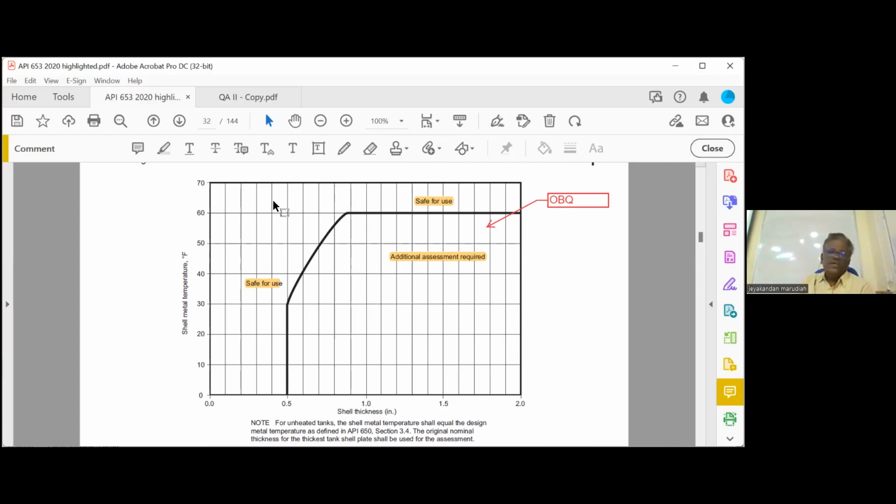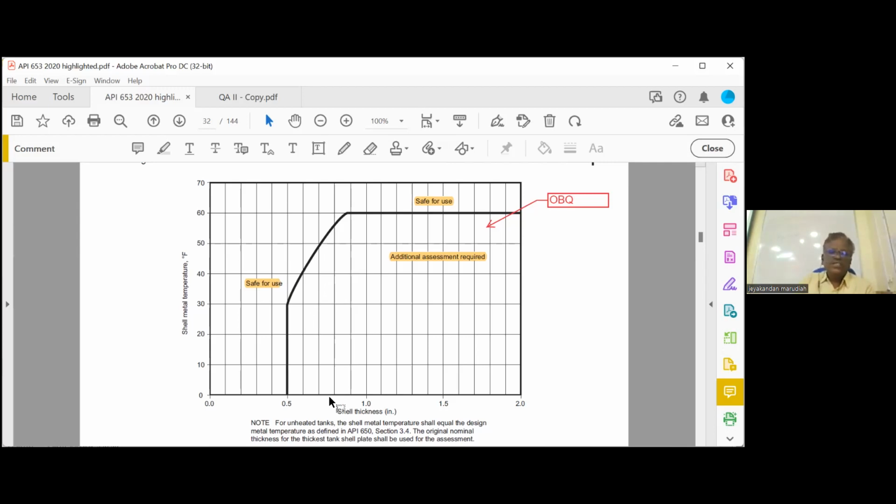For example, thickness is 0.6. Which temperature is safe for use? Up to 40. So here, this is 0.6, 0.7, 0.8, 0.9, 1. If you take 0.6, it is a little bit more than 40. So I can say 45 degree Fahrenheit. If it is more than 45, it is safe.